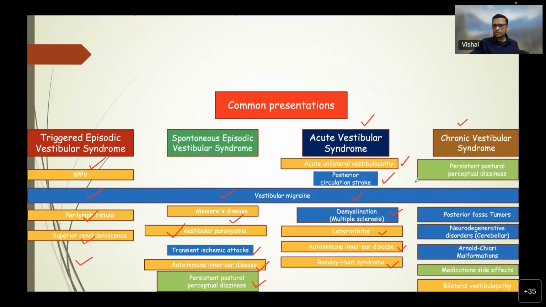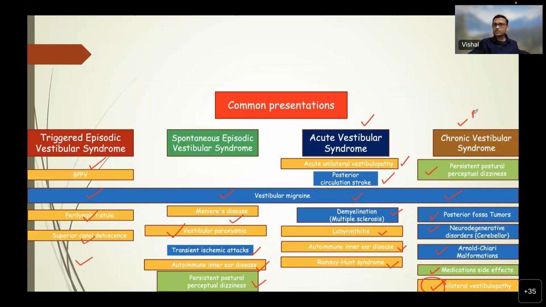Next is chronic vestibular syndrome, in which the most common differential is persistent postural perceptual dizziness. Vestibular migraine patients, if they are untreated, develop vestibulopathy, recurrent vestibular symptoms. Even a bilateral vestibulopathy-like presentation is seen in vestibular migraine, although rare. Posterior fossa tumors, neurodegenerative disorders, Arnold-Chiari malformation, medication usage. Bilateral vestibulopathy should be considered as a differential diagnosis in chronic vestibular syndrome.